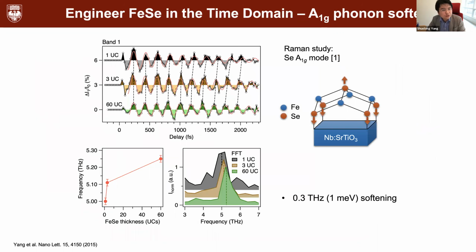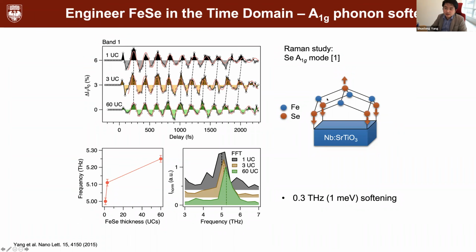And of course, we can also engineer iron selenide in the time domain. And this goes back to my PhD work, using time-resolved ARPES to study the coherent A1g phonon oscillations in this material. Iron selenide follows the iconic structure, this tetrahedral structure.